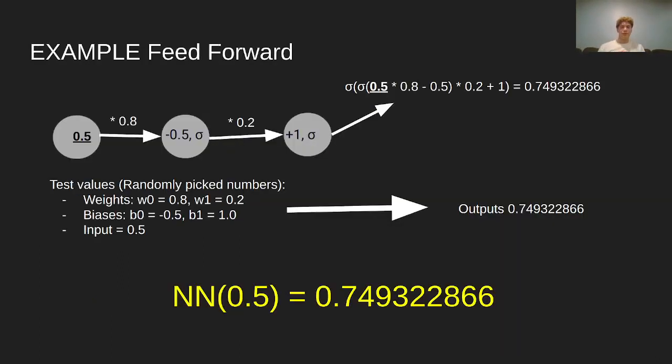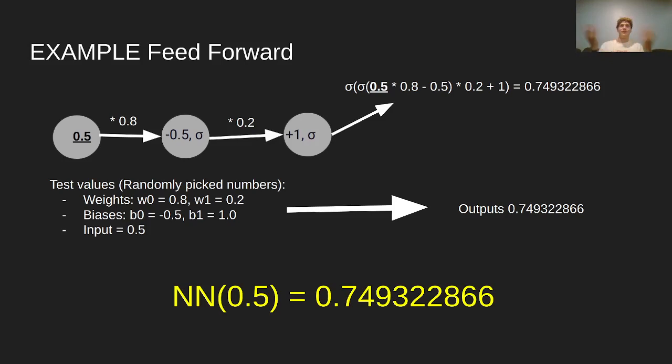So let me just take you through an example of passing in 0.5. Pretty simple, relatively. Also, I've defined my weights and biases here. I've just randomly selected some values. I chose 0.8, 0.2, and biases negative 0.5 and 1. It's not important what I chose them to be. It's just literally random numbers.